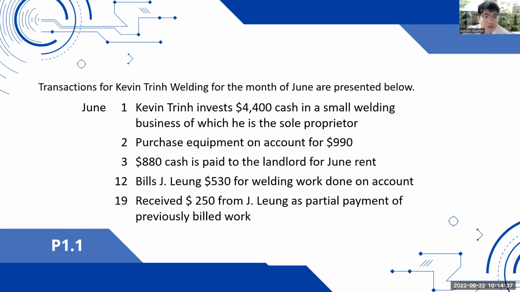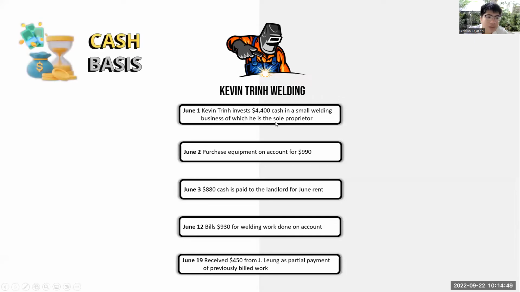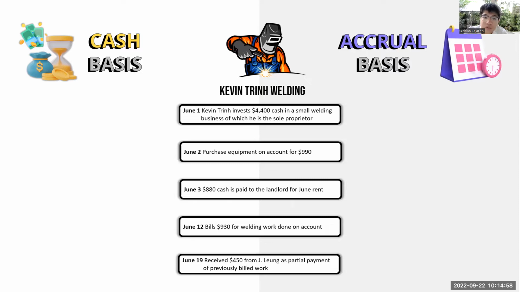And in order for us to appreciate this, let's take a deep dive again into our Kevin Trin Welding. So like what we mentioned, in the month of June, they had 5 transactions, right? So now let's try to account under both methods, right? So on the left, let's make journal entries for cash basis. And then on the right, let's make entries for accrual basis. So first, let's make the first journal entry on June 1 for cash basis.